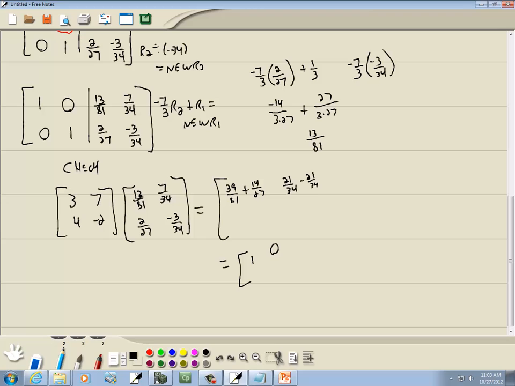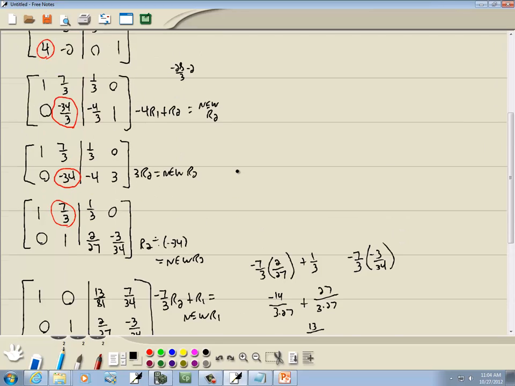This one is 52 81st minus 4/27, multiply top and bottom by 3. That's 12. Wait a minute. 52 over 81. That's negative 4 over 27. Okay, I screwed up. Let's go back and check.